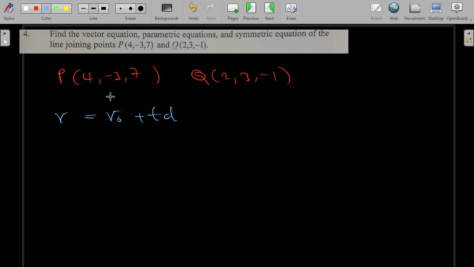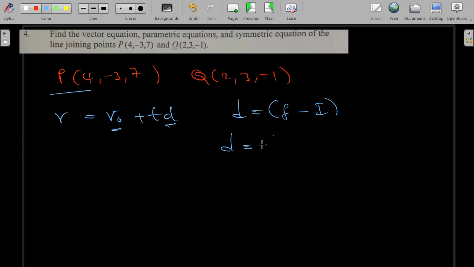In this case, the starting point is the vector that we're going to use. d is just the direction vector, and the direction vector is determined by your final minus your initial. So this is how we're going to calculate d. We already have r naught in this case, which is P. Then let's find our direction.